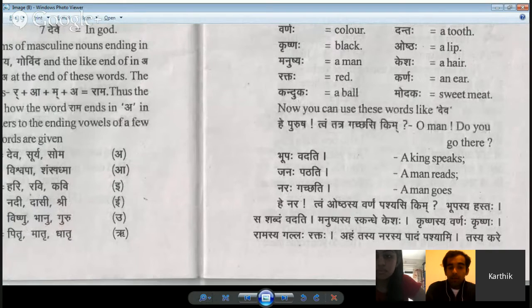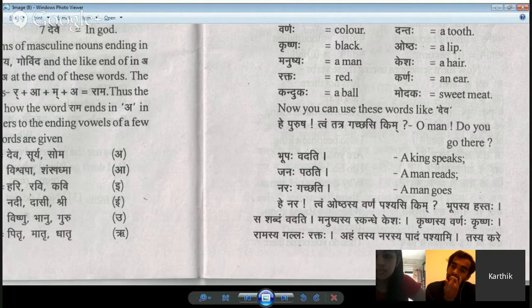So color is the object of the sentence, and because it is the object of the sentence here, it goes in the Dvitiya Vibhakti. Varnam. Varnaha would be Prathama Vibhakti, but when you are looking at it, it is the object of looking, the action. So, tvam Varnam pashyasi. You see the color. Varnaha, but Varnam pashyasi. There it is the object, so it becomes Varnam. Tvam Oshthasya Varnam pashyasi Kim. Do you see the color of the lip?